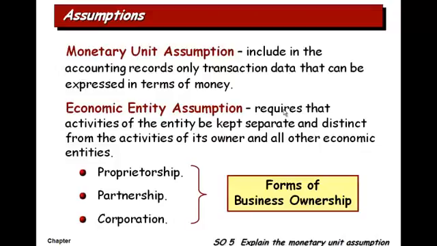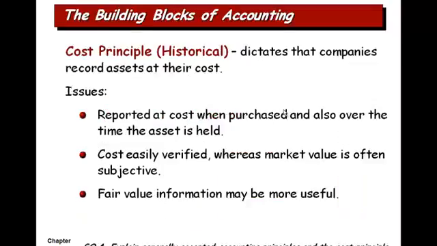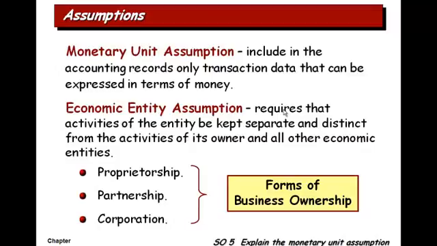Many assumptions. This starts the assumptions. Monetary unit assumption basically states that in accounting records, we express the information in terms of dollar amounts. Economic entity assumption requires that activities of the entity be kept separate from the owner's activities. So if I have a company, ABC company, and I pay my mortgage on my home, I don't record that in my business financials, and vice versa. We keep them separate.